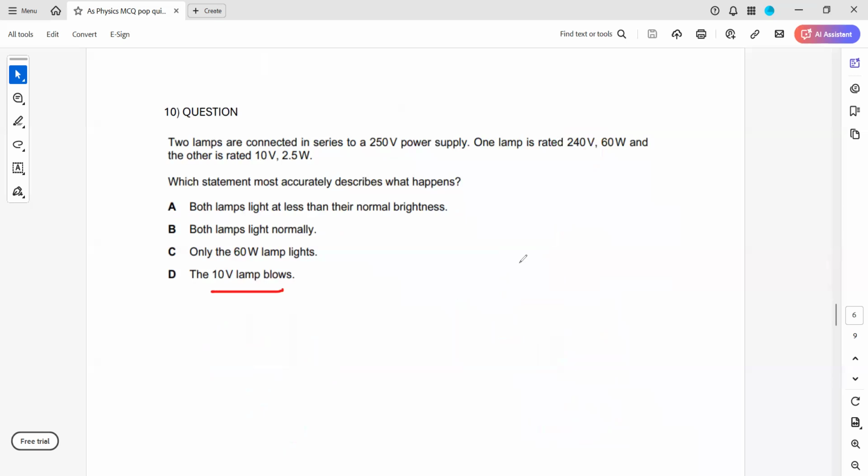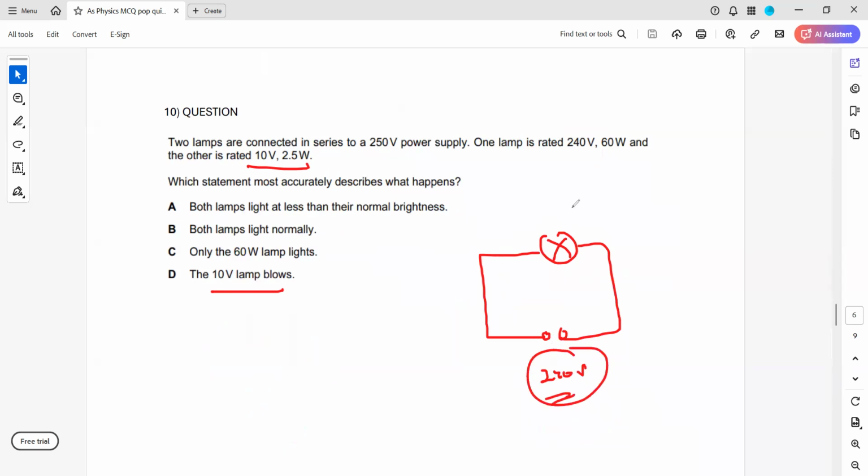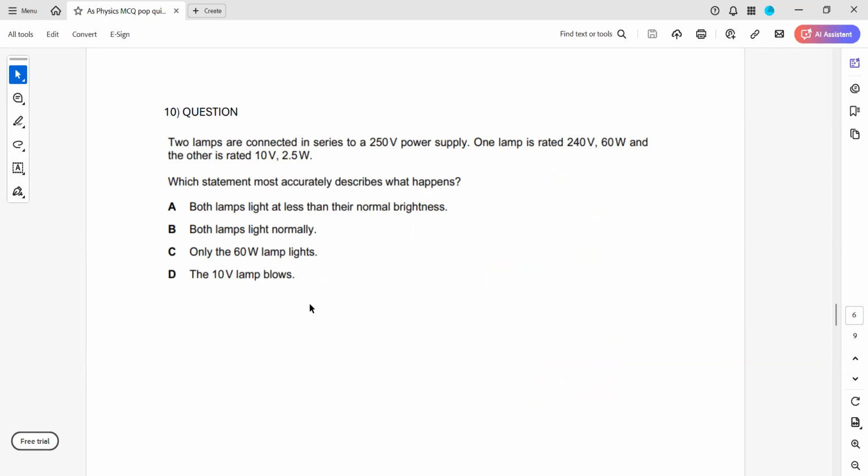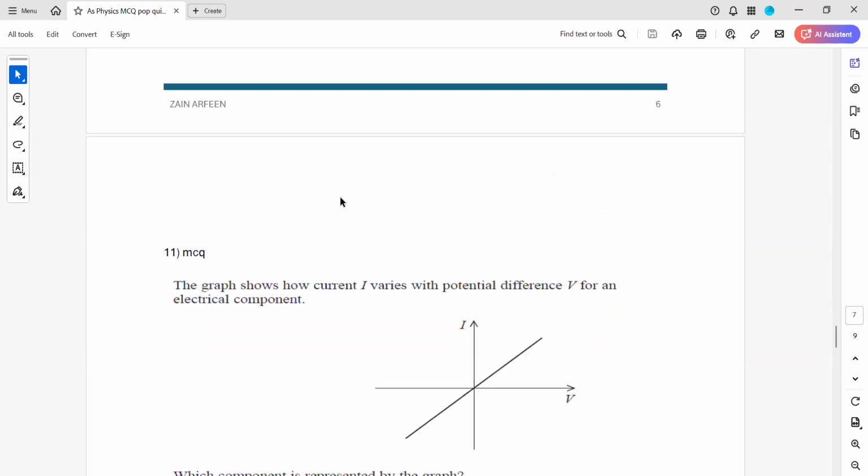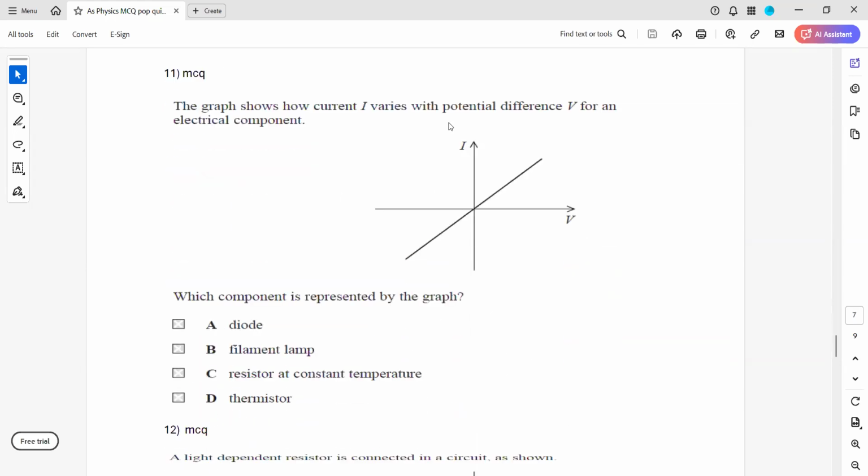The 10 volt lamp blowing is only possible if I had a 10 volt lamp with a power of 2.5 watt and connected it to a 240 volt supply. If I connect this to a 240 volt supply, which is more than enough, then that is a possible answer. If I had only a 10 volt lamp and connected it to a high voltage supply, yes, the 10 volt lamp will blow. So both lamps will work normally as the total voltage is equal to the sum of the voltages across the individual lamps.